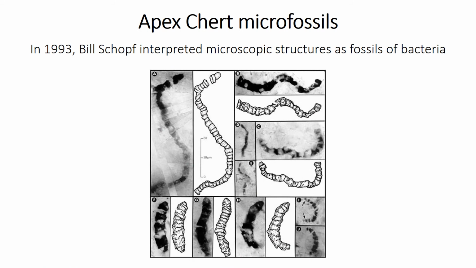In 1993, paleontologist Bill Schopf described microscopic structures from the Apex Chert as fossils of bacteria. He identified about a dozen different types, some of which are shown in these photos here. They're all really small, smaller than the width of a single human hair. This would be a tremendously important discovery, the oldest, really strong evidence for life. But first, some background on bacteria and the classification of life.